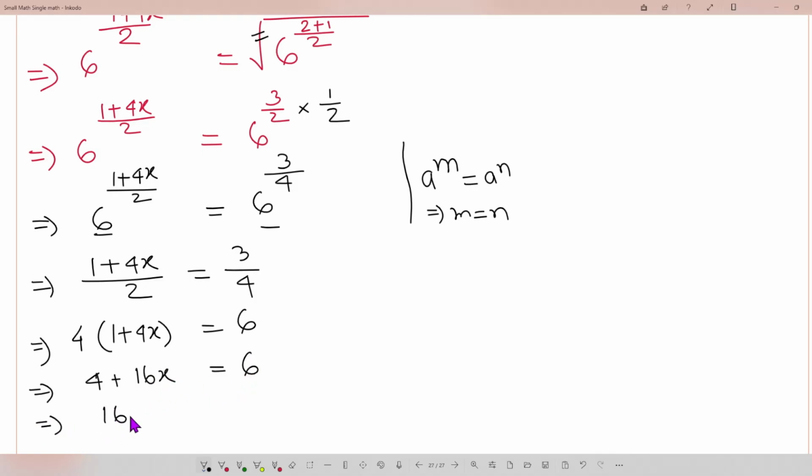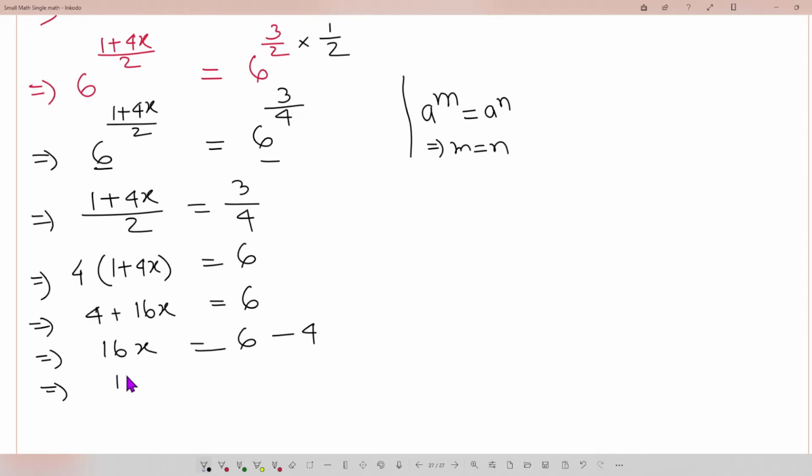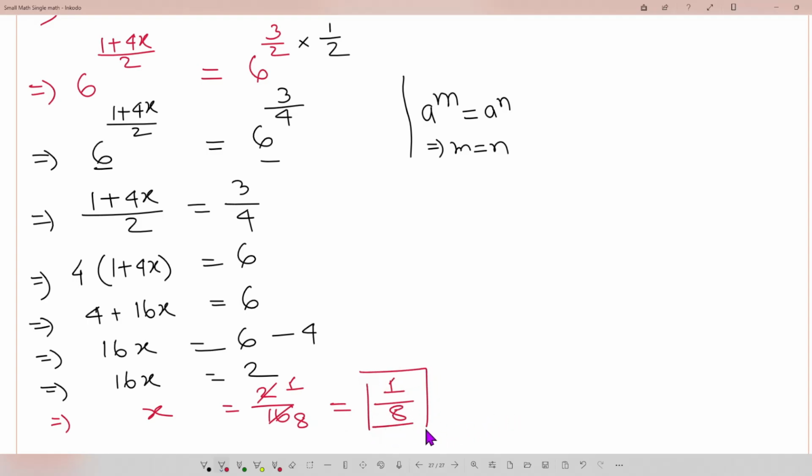Now 16x equal 6, this 4 become minus 4, right? Now 16x equals to 6 minus 4 is a 2. Now we can divide both sides by 16, so x equals to 2 by 16. Now we can divide this fraction by 2, so 2 divided 2 is a 1 and 16 divided 2 is a 8. Finally our answer is 1 by 8. This is our ultimate answer.